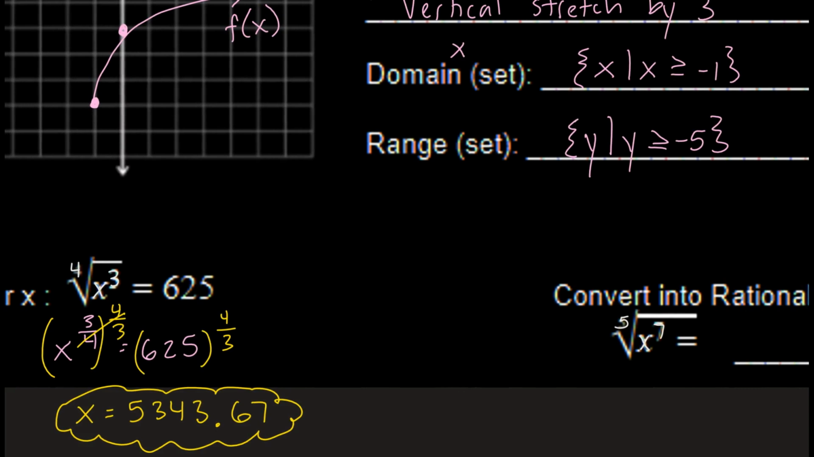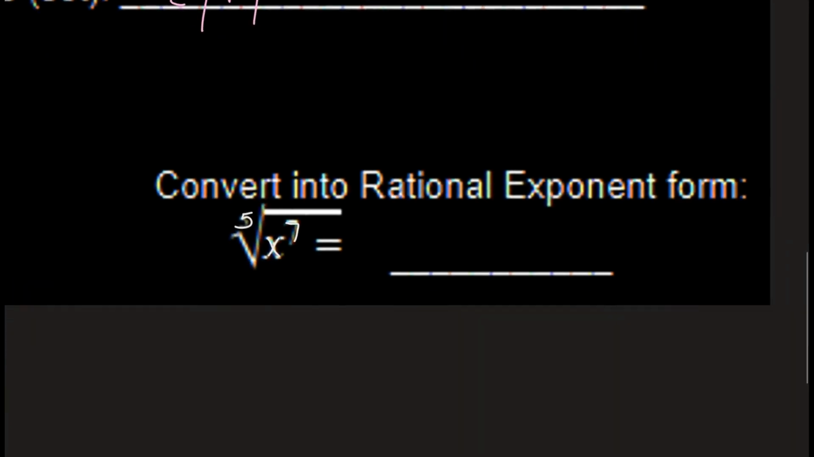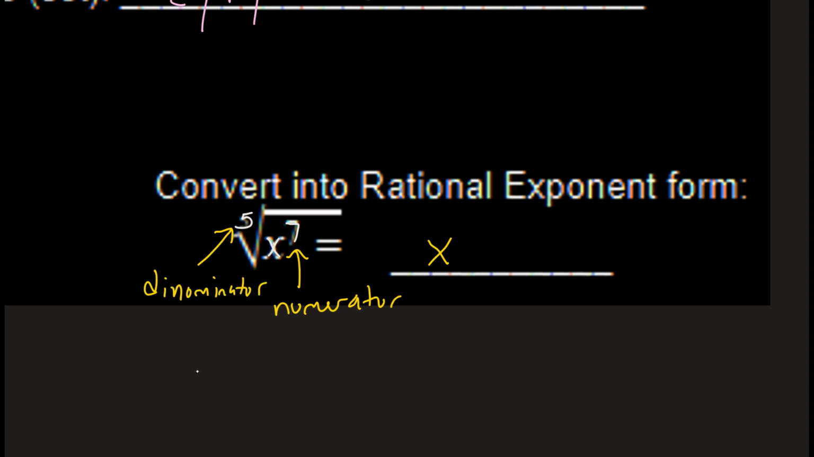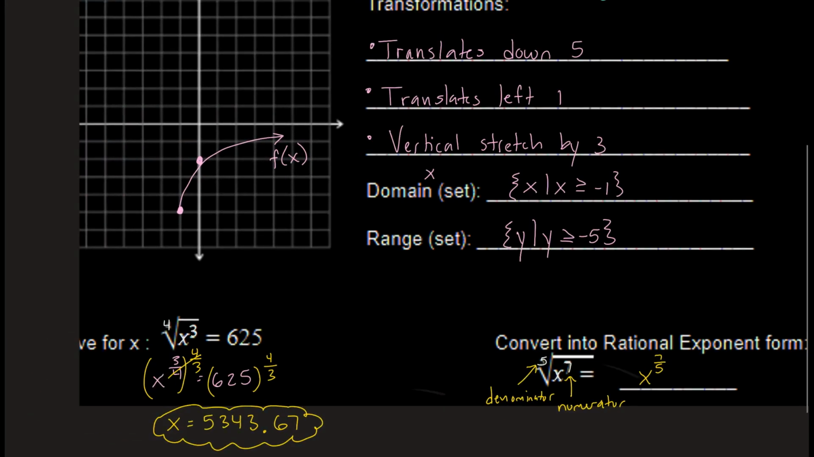And then how do I rewrite the 5th root of x to the 7th power in exponential form? The 7 is on top, the 7 is the numerator, and the root 5 is your denominator. So we have x to the 7/5. Did I spell denominator right? No, it should be an a. Wonderful. Any questions at all on this warm-up?